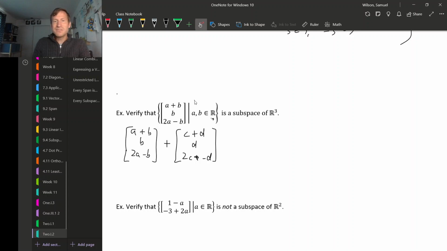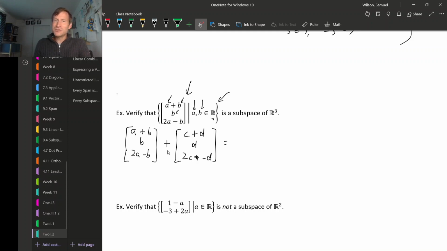So, the names of these variables isn't important. What's important is the pattern they make in how they show up in this vector. And the pattern is the same here as it is here, so both of these vectors are in this collection. So, now let's add these together and see if they are again in this collection, in this subset. So how do we add these?